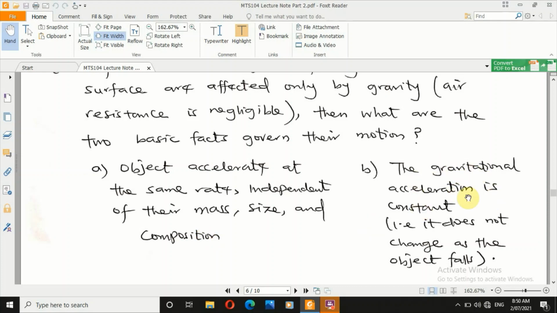Now, the gravitational acceleration is constant. That is, it does not change as the object falls. That is why we say that if you throw an object from here to here, the g is 9.8 meters per second squared. So if you have the object here and it's coming down, or you have the object here that is coming up, the acceleration is the same.